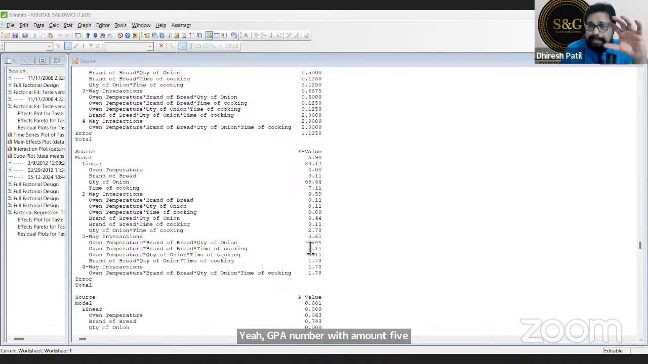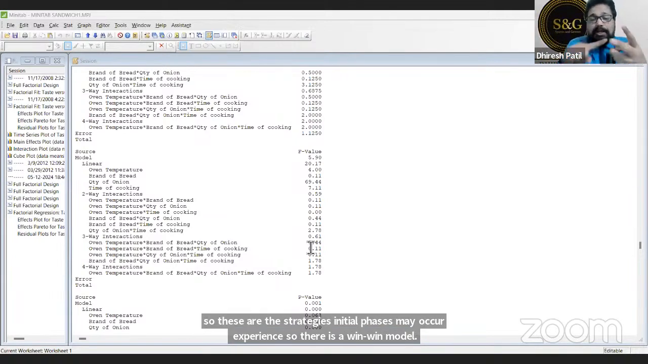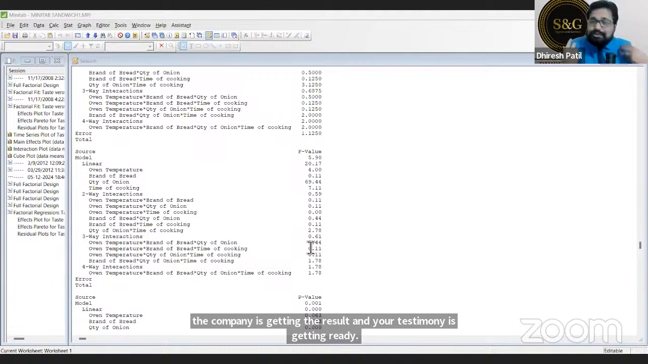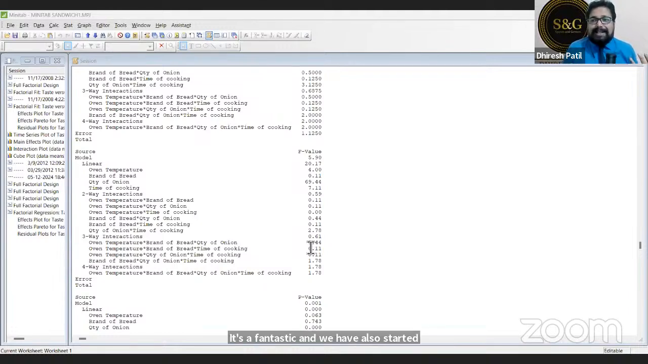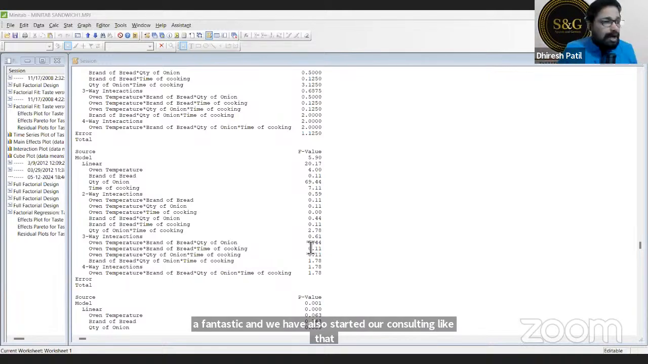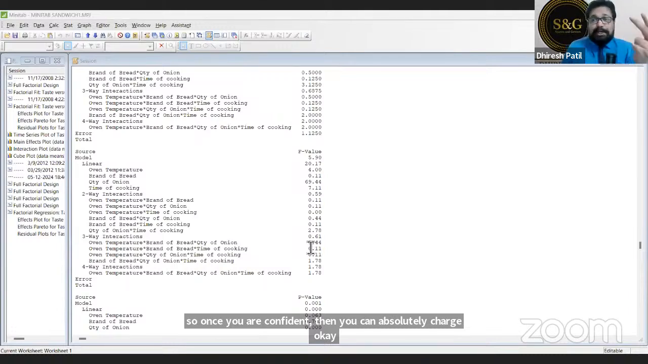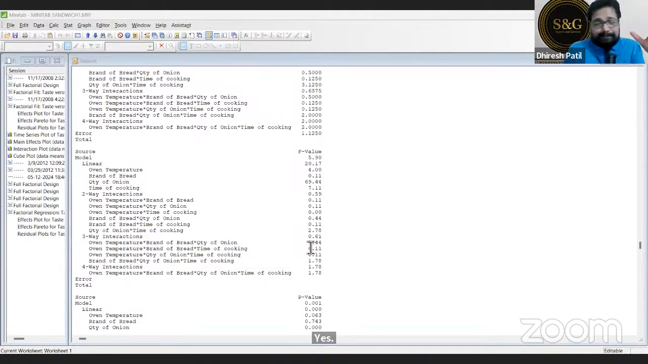Now, so these are the strategies. In the initial phases you get experience. So there is a win-win model. You are getting experience, you are getting confidence, the company is getting the result, and your testimony is getting ready. It's fantastic, and we have also started our consulting like that only. Once you are confident, then you can absolutely charge. You can charge for training, for consulting, for coaching. Lot of options are there. First, you have to be qualified for that, and the master black belt is a must for that.